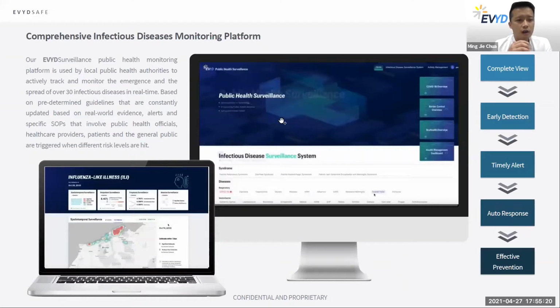And now moving on to our solutions in the 3 domains. For public health safety, we have the comprehensive infectious diseases monitoring platform. Our platform actively tracks and monitors the emergence and spread of over 30 infectious diseases in real time, based on predetermined guidelines that are constantly updated based on real-world evidence. Alerts and specific SOPs that involve various stakeholders, including public health officials, healthcare providers, patients, and the general public, are triggered when different risk levels are hit.